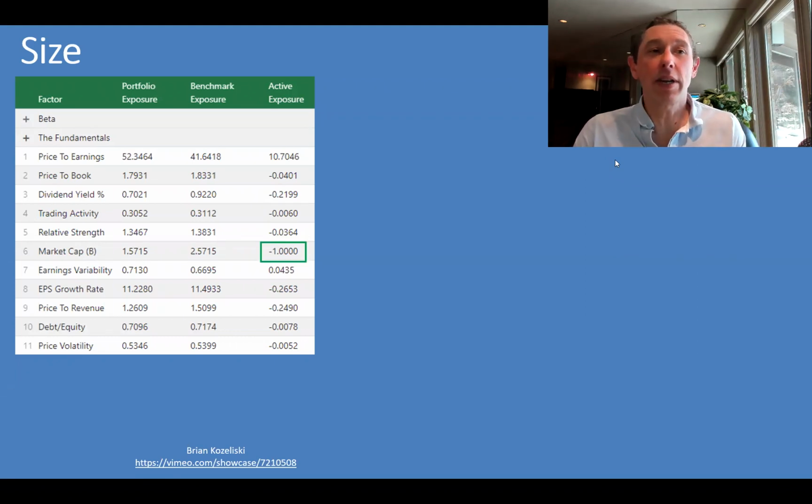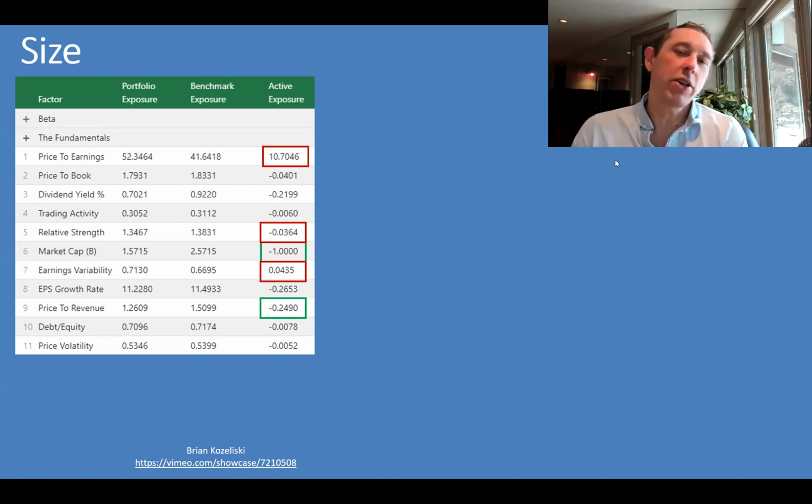Yes, so I managed to get smaller than the benchmark. Good news is I am cheaper on a revenues basis. Bad news is that I'm pretty expensive in terms of an earnings basis, and my momentum is negative. Finally, earnings variability is positive. So again, here target exposure and unintentional bets that are probably going to hurt me.